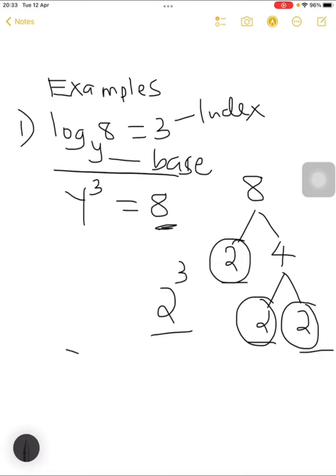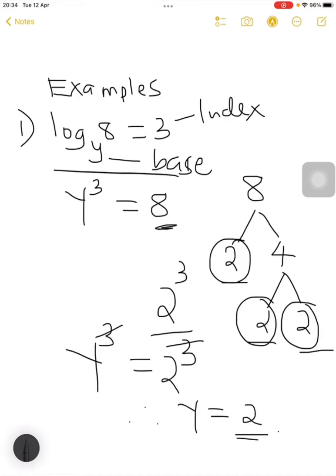And therefore, here we'll have y power 3 is equals to 2 power 3. And therefore, these 3s cancel. The 2 of them are on top, all of them are in powers. We have y power 3, we have 2 power 3. So the powers cancel, and therefore your y is equals to 2. Right. Example number 2.